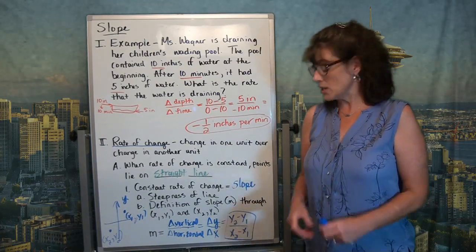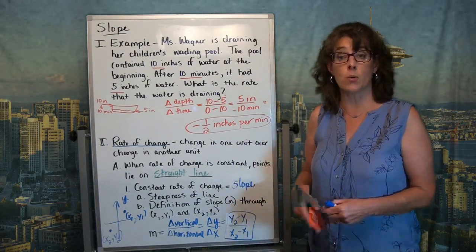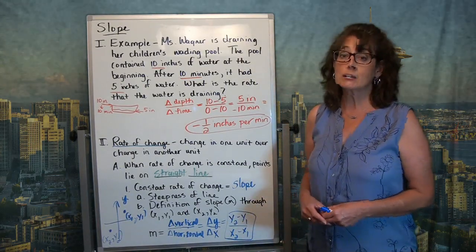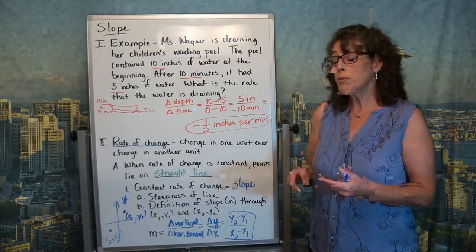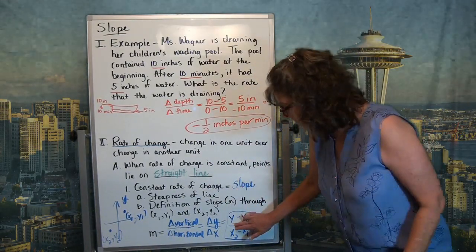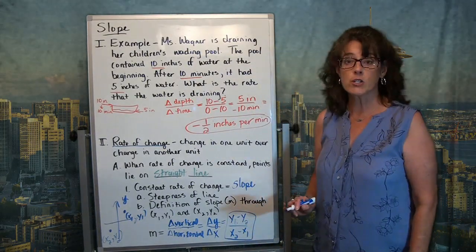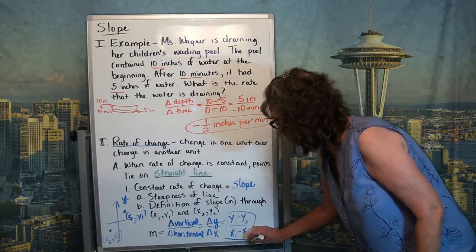What does matter is once you've designated the order that you do these y coordinates, you must go in the same order with the x coordinates. So if I do y2 minus y1, my x coordinates have got to go x2 minus x1. So if I flip it around and I do y1 minus y2 like this, then I can't do x2 minus x1. I have to change that up as well and do x1 minus x2.